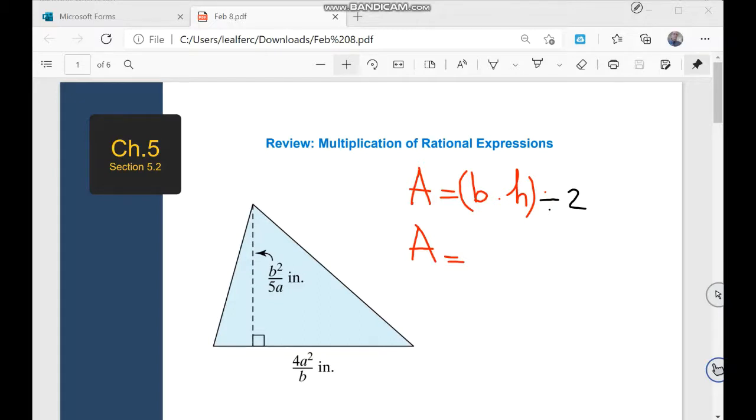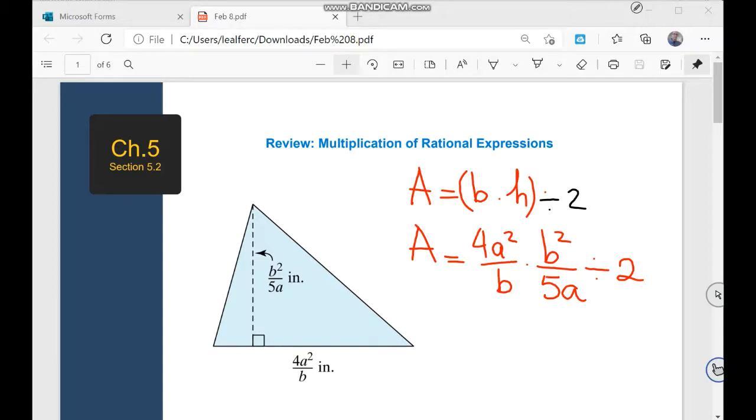So we will multiply the base, a squared over b, times the height, b squared over 5a, divided by 2. Cool? And then we have multiplication and also division. Remember last week we talked about divisions.